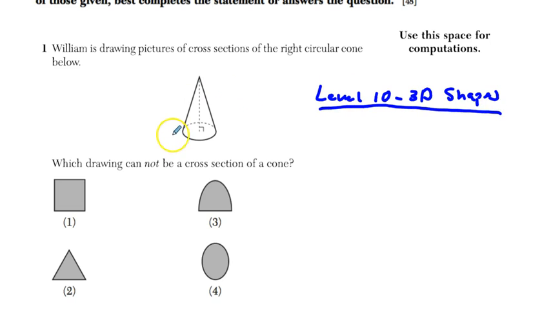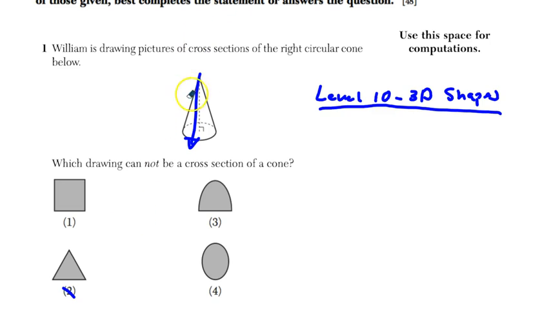All right, so let's just look at different possibilities here. Now, if you were to take a knife and cut this straight down, right? If we were just to cut this cone straight down like this, what we would get is a triangle, right? So that's the two-dimensional shape that you would get right there. So you would get that, so we can knock out number 2.